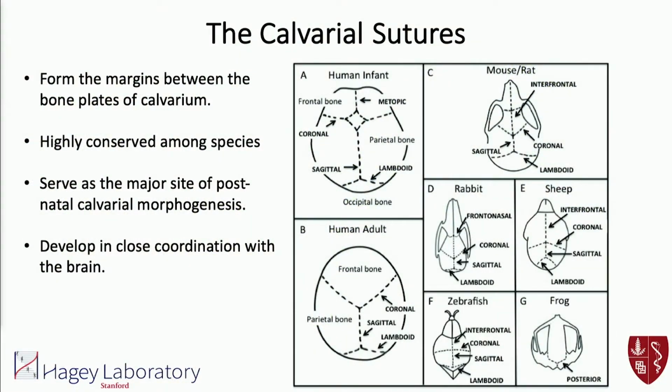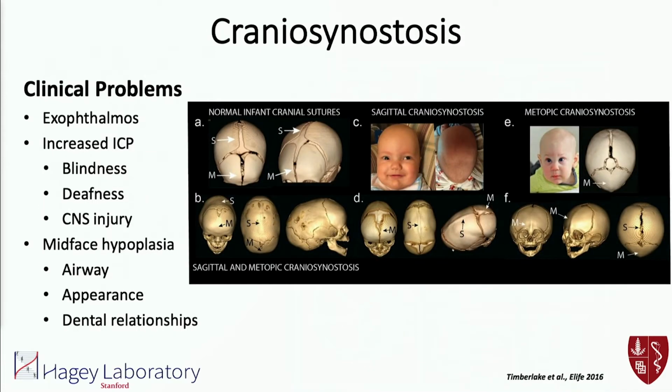The calvarial sutures are a fibrous mesenchymal tissue that form the margins between the bone plates of the calvarium. They're highly conserved among species and serve as the major site of postnatal calvarial morphogenesis and develop in close coordination with the brain. Craniosynostosis is the pathological premature fusion of one or more cranial sutures and presents with significant clinical problems such as exophthalmos, increased intracranial pressure, and midface hypoplasia, to name a few.